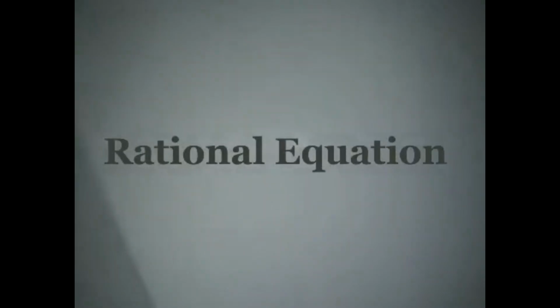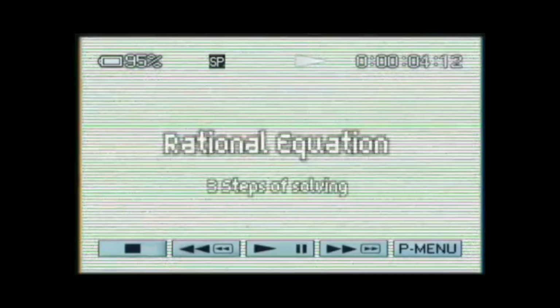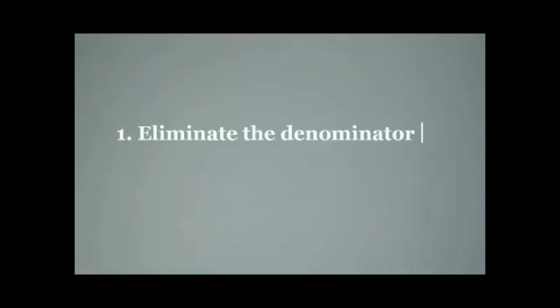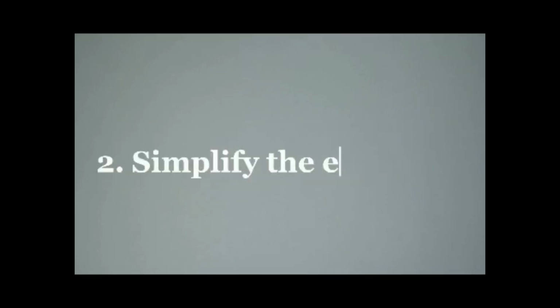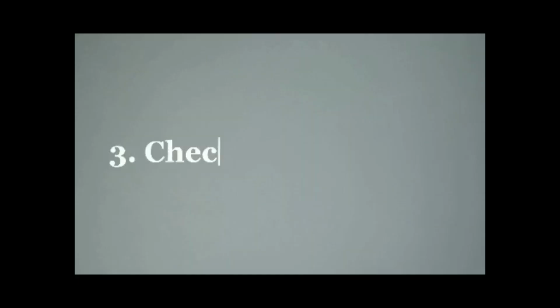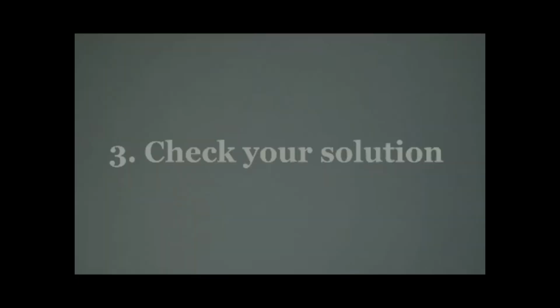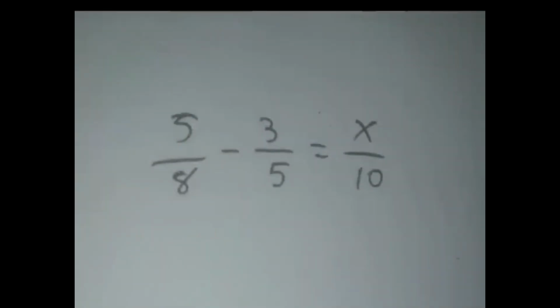In this lesson, we're going to focus on solving rational equations. To solve rational equations, we have 3 steps. First, eliminate the denominator by multiplying both sides of the equation by its LCD. Second, simplify the equation. And third, check your solution. So let's start with our first example.